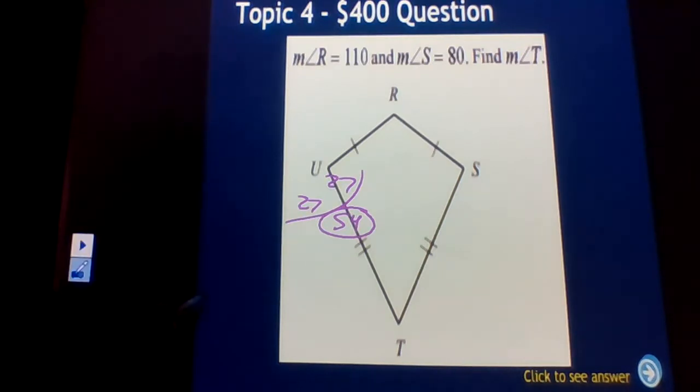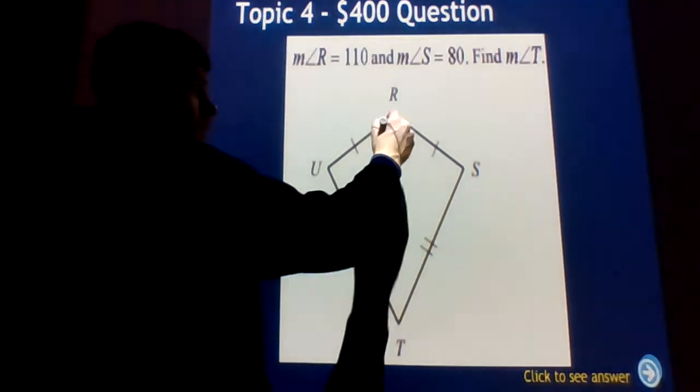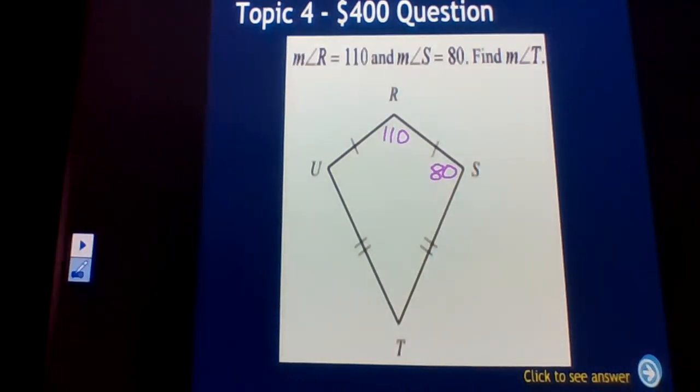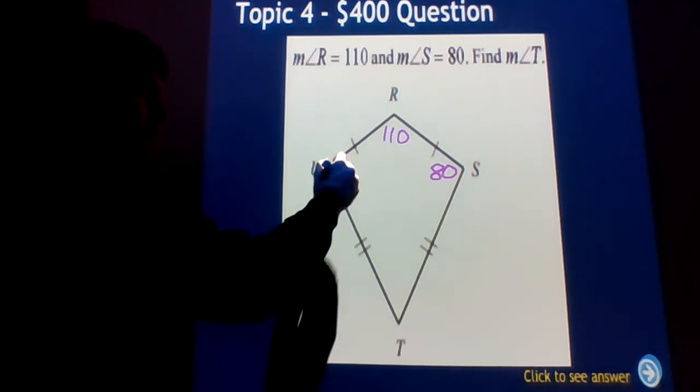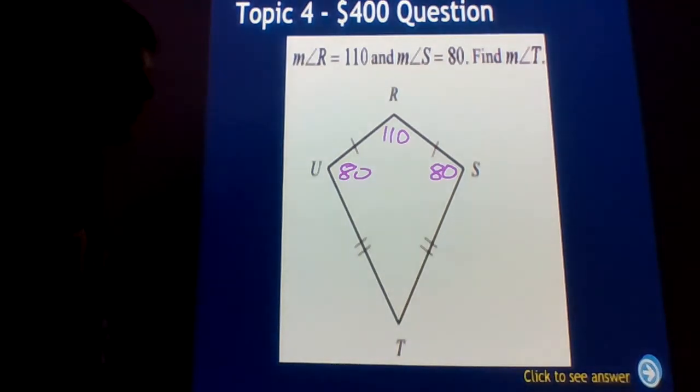So here we have a kite. It tells us the measure of angle R is 110, S is 80. Find the measure of angle T. So in a kite, we know one pair of opposite angles are congruent, and that's going to be the pair between the two sides that are not congruent. So that means this one's going to be 80, right? They're between the two sides that are not congruent. So those angles are congruent.